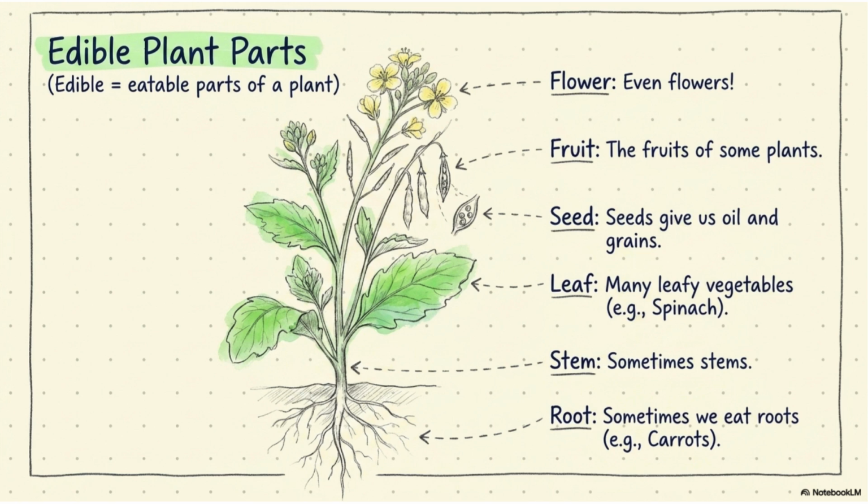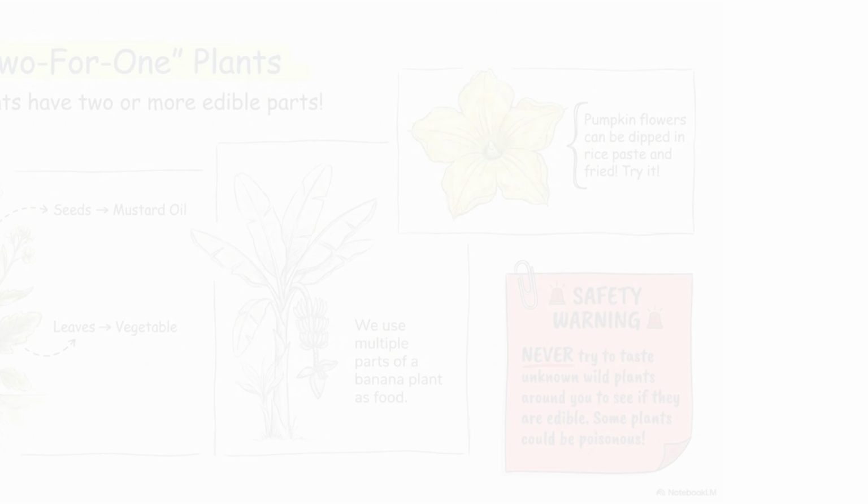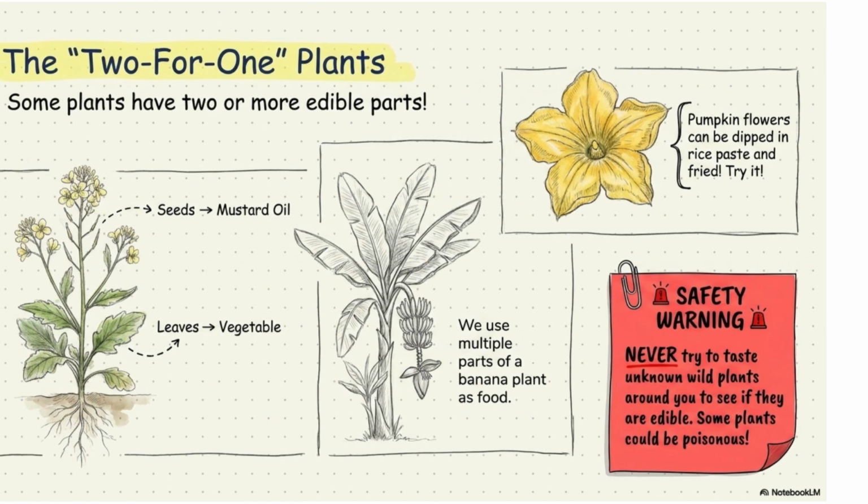Depending on the plant, we might eat the roots, like when you crunch on a carrot. We might eat the stem, the leaves, like spinach, or the seeds, which give us grains and cooking oils. We even eat the flowers of some plants.